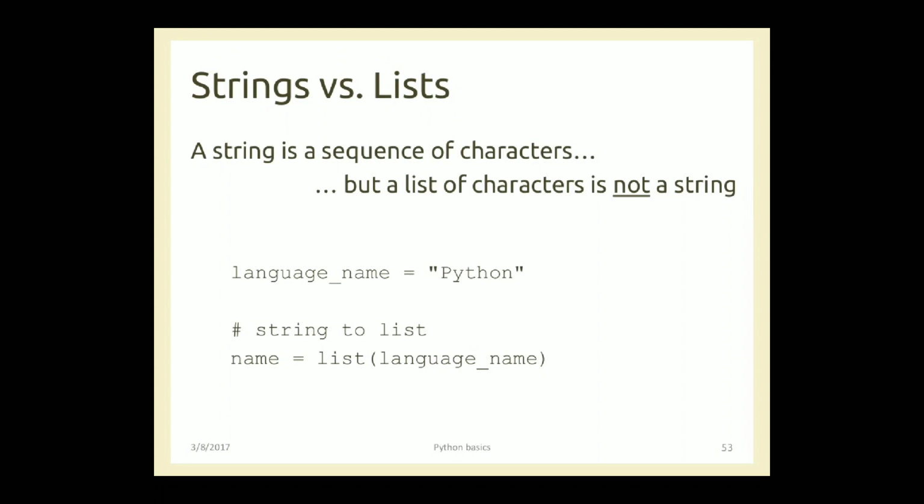Today's discussion will be a comparison between strings versus lists. As we all know, a string is a sequence of characters, but a list of characters is not a string, right? So let's take an example of a variable language_name equals "Python". So this Python is actually a string.